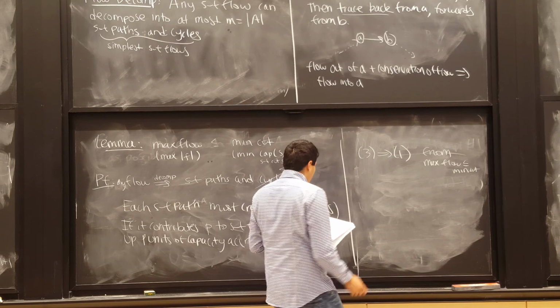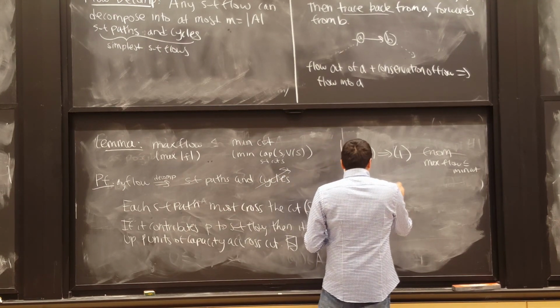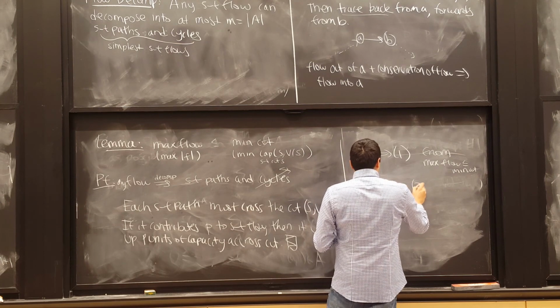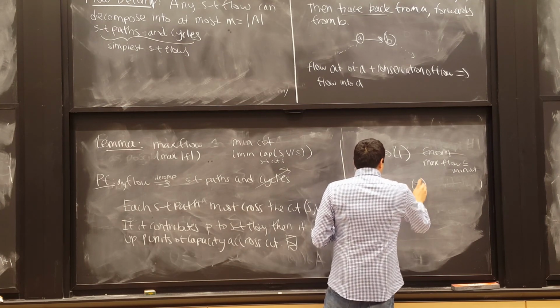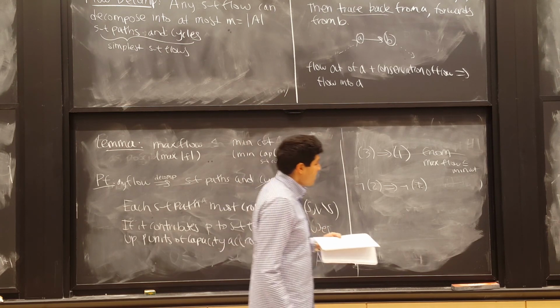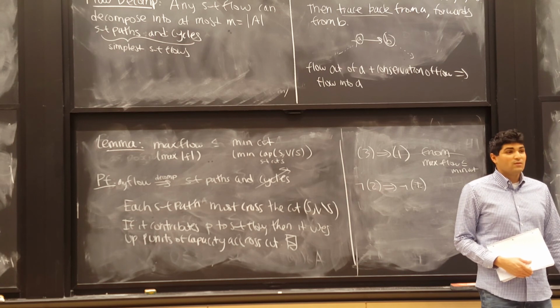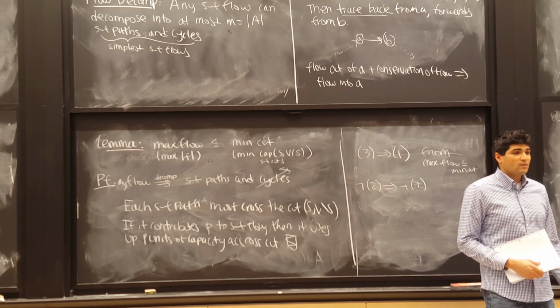So that's simple. I claim another way to think about an implication of this chain is that something else that's easy to prove is that not 2 implies not 1. So can anyone tell me why that is? Just using tools we've done? If there exists an ST path, you can augment the flow and get a larger flow.